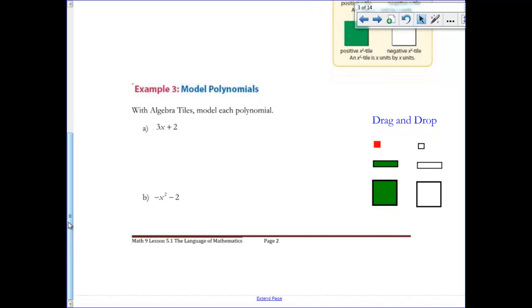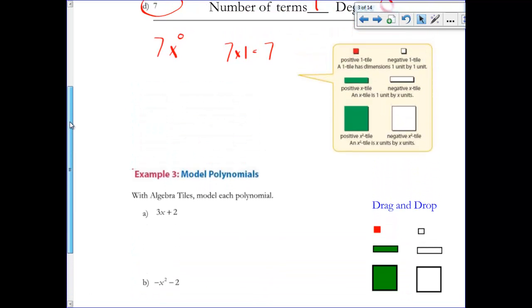All right, now let's go back and we're now going to model these polynomials. We are going to model them using algebra tiles. Now remember that, sorry, I'll slide back up here. A positive tile is shaded in, a negative tile is not shaded in. So we'll see here we have the positive 1. So this would just be a constant value of 1. This one here would be a value of negative 1.